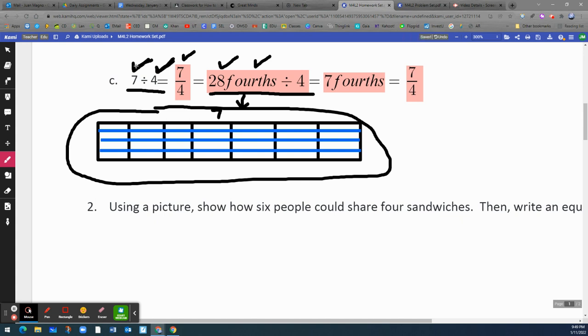And now all we did, this right here is the same as the 7. That's a 7 right there. Remember, that's the 7 that was divided. So when you do that, then you divide it by 4, which is here again. That gives you 7 fourths. 28 divided by 4 equals 7. And what is the unit? The unit is fourths. And that's how you solve these problems, my friend.